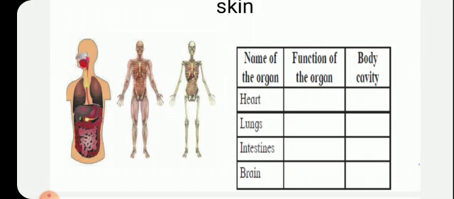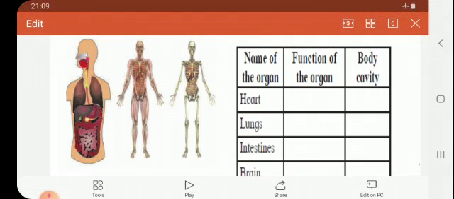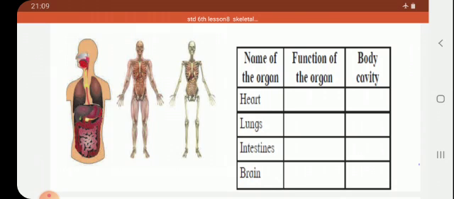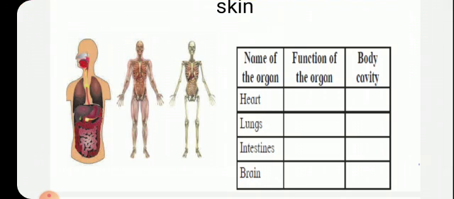Lung, what is its function? Purification of blood. The blood which is circulated throughout the body from the heart comes to the lung for purification. Why is it purified in the lung only? Because in the lung oxygen comes. The blood gets oxygenated, and thus it helps in the purification of blood. Where is it present? It is present in the chest part, that is the thoracic cavity.